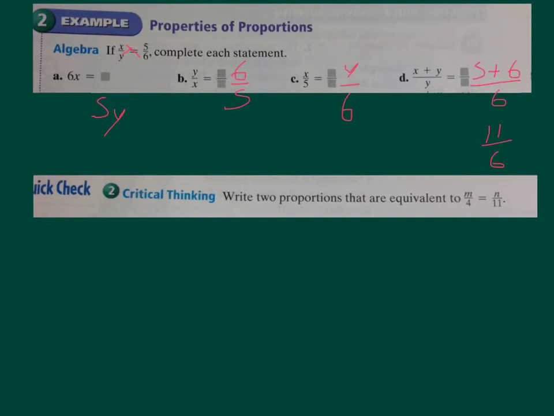Please pause the video and see if you can come up with 3 proportions equal to this proportion. Well, hopefully one of them you came up with was m over n equaling 11 over 4. Another one would be 4 over m equaling 11 over n. You see how the cross products should always equal 11m equaling 4n.